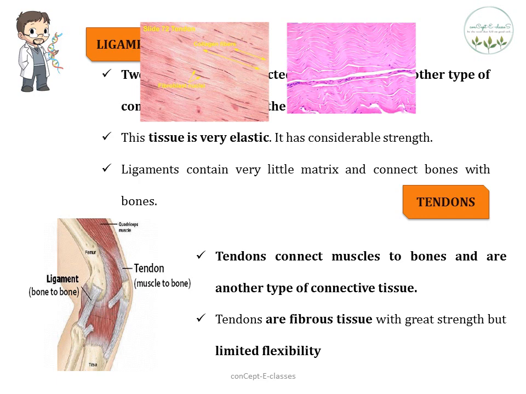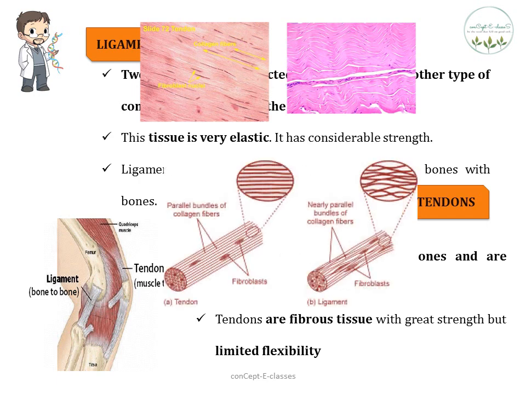Okay, now this is an image under a microscope of a tendon and a ligament. If you observe the fibers inside the matrix of a tendon, they are parallel, whereas in the case of a ligament, they are nearly parallel.